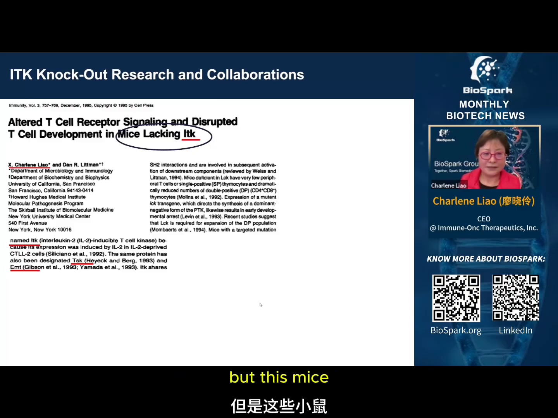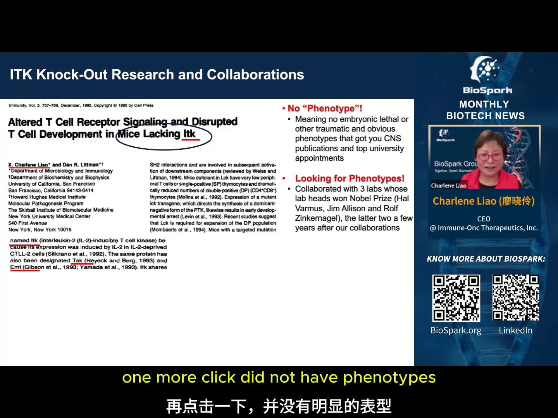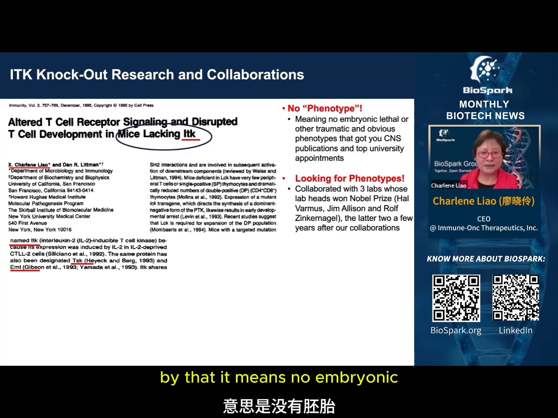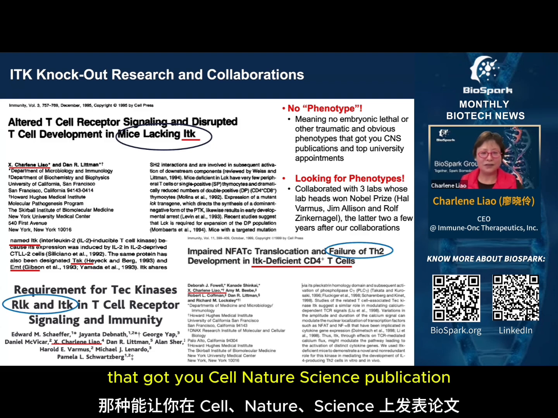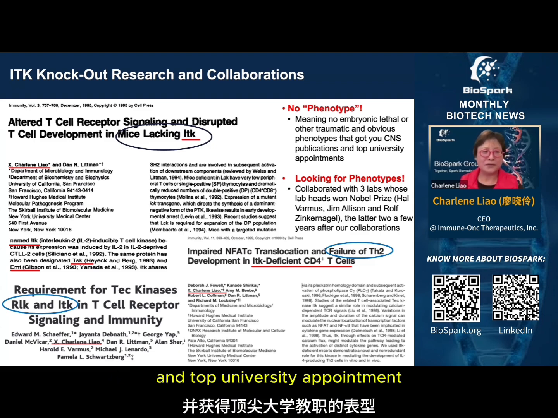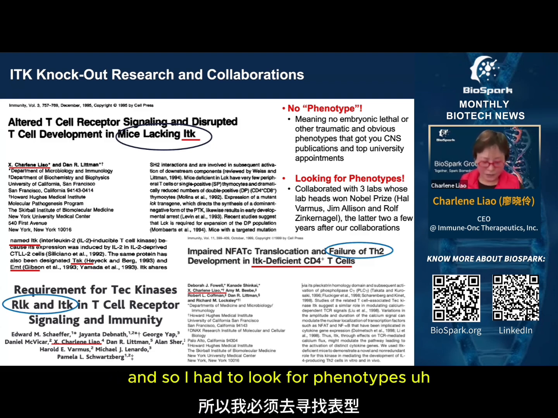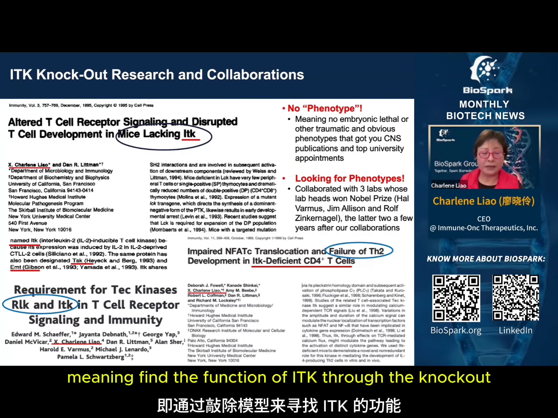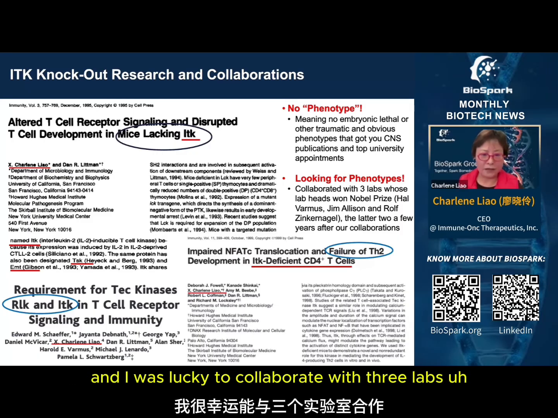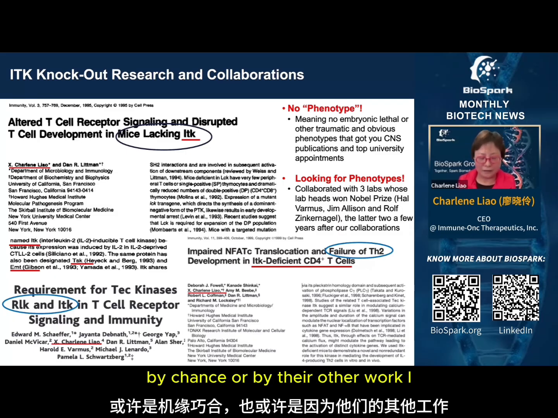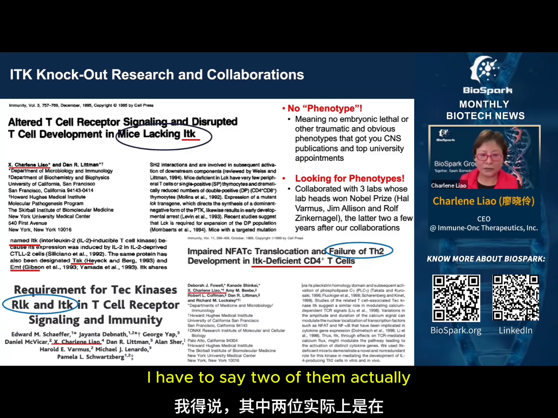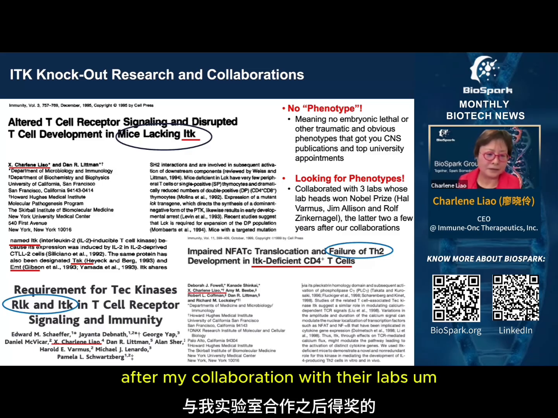But this mice, one more click, did not have phenotypes. By that, it means no embryonic lethality or other traumatic and obvious phenotypes that got you Cell, Nature, Science publication and top university appointment. And so I had to look for phenotypes, meaning find the function of ITK through the knockout. And I was lucky to collaborate with three labs whose heads all won the Nobel Prize by chance or by their other work, I have to say. Two of them actually after my collaboration with their labs.